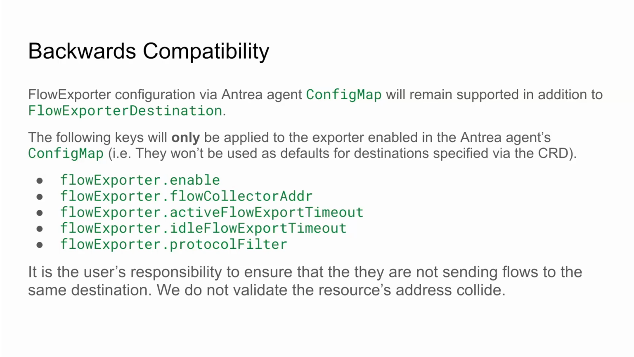So let's say that the values that you specify in the config map are just for that default destination configuration, and they have no impact on the destinations that you configure through the CRD. There is, however, a possibility that you specify the same destination both in the Antrea config map and as a destination CRD. In this case, it's the user's responsibility to verify that you are not sending flows to the same destination in two ways, through the Antrea config map and through a destination CRD.